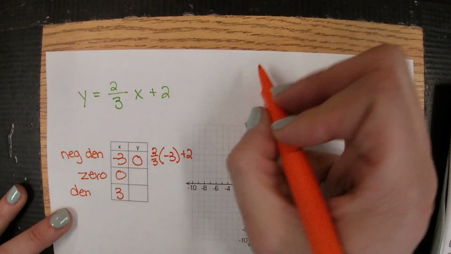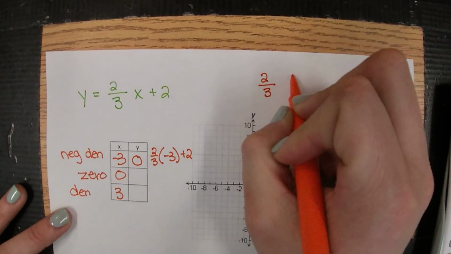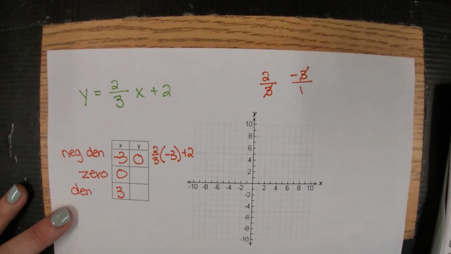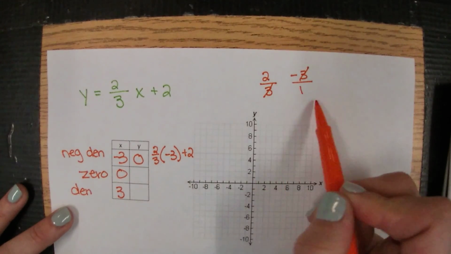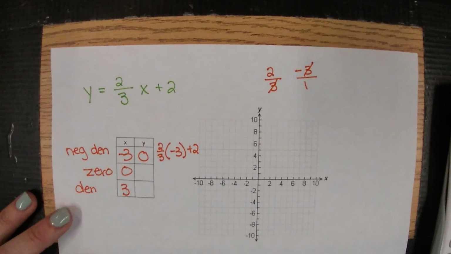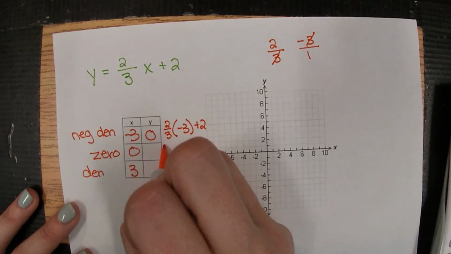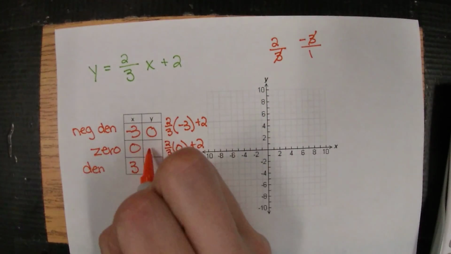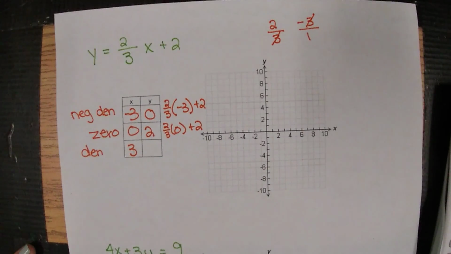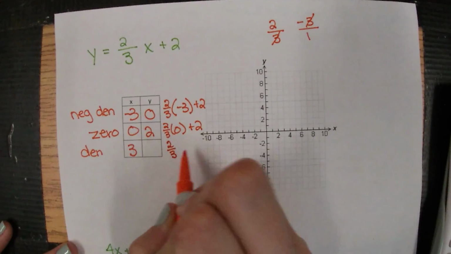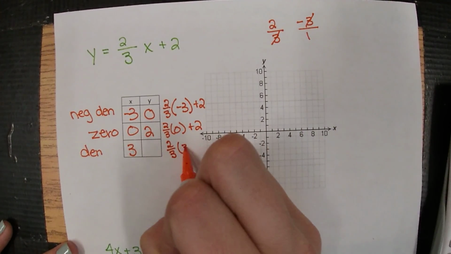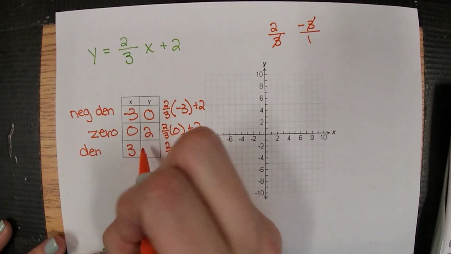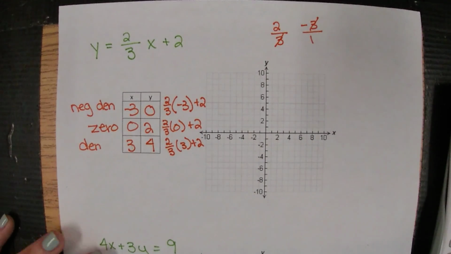Now, also remember when we're multiplying fractions, if we have something like this, these are really canceling out, and we're just getting a -2/1. So -2 plus 2 is 0. 2/3 times 0 plus 2 will give us an output of 2. 2/3 times 3 plus 2, and again, you could do this in a calculator, will give us an output of 4.